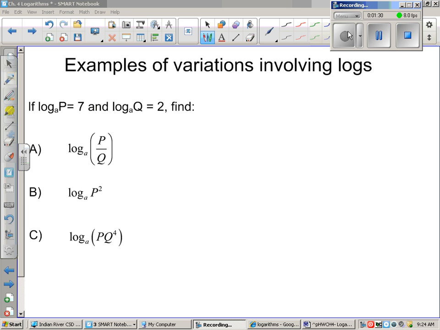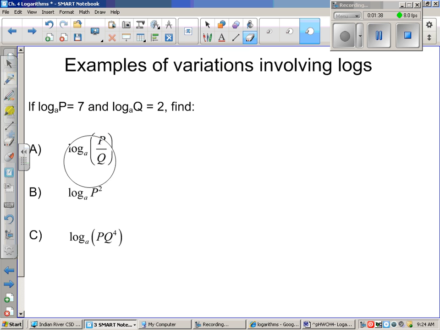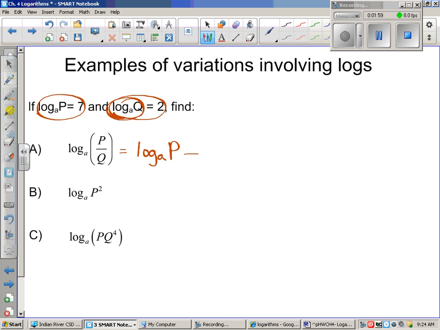Now, be very careful, because what people typically do is automatically put the 7 in for P and the 2 in for Q. That is not what this says. What this says is that the log base A of P is 7, and the log base A of Q is 2. That whole thing goes together. It doesn't say that Q equals 2. So when we separate, it would be the log base A of P minus the log base A of Q. We put the log base A of P, which is 7, minus log base A of Q, which is 2, and we get 5.